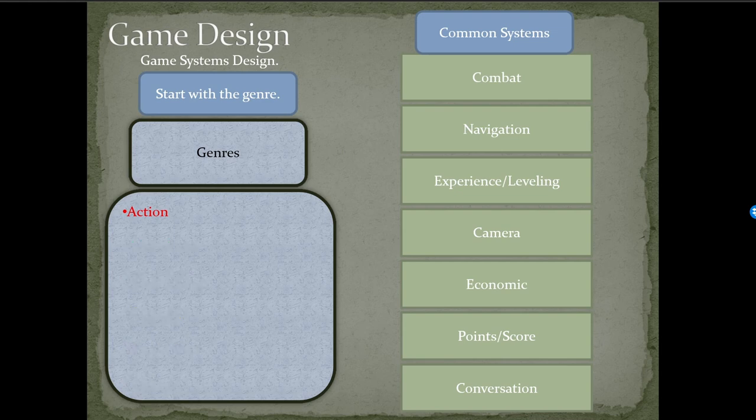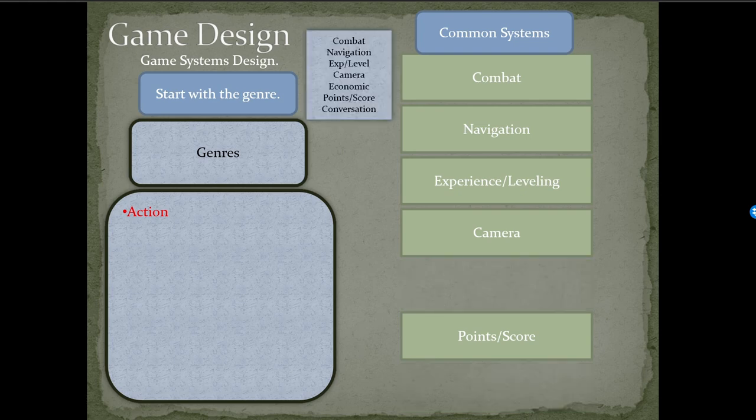Now we're going to break it down by each type of genre. Which of these common systems appear in that genre? Most action games have a combat system because you're fighting things. Most have a navigation system because you're moving from area to area. A lot of action games have an experience or leveling system of some form where you're at least upgrading your stuff, if not actually putting points into skills in an attribute system. And of course, there's a camera system and some sort of points or scoring system. So most action games have these things.